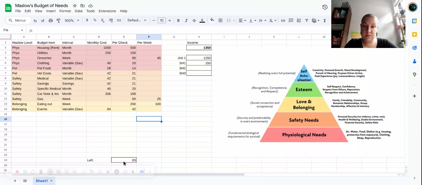$83 left. Do you save it? Do you spend it? Maybe you have a gym membership. It depends on you. It depends on your lifestyle. Anyway, this has been Maslow's Hierarchy Budgeting 101.